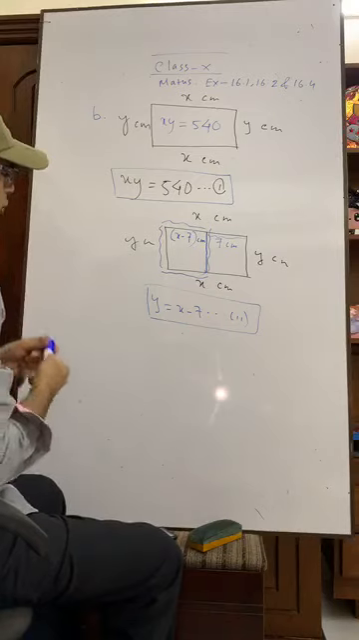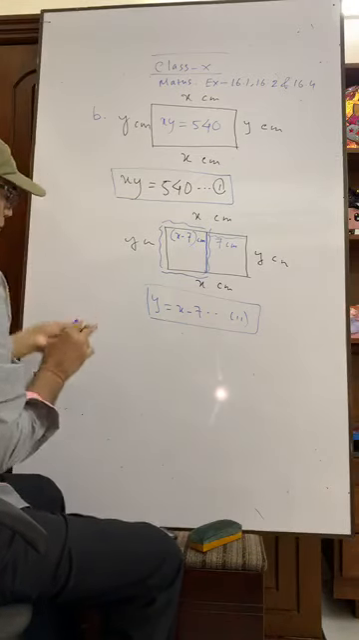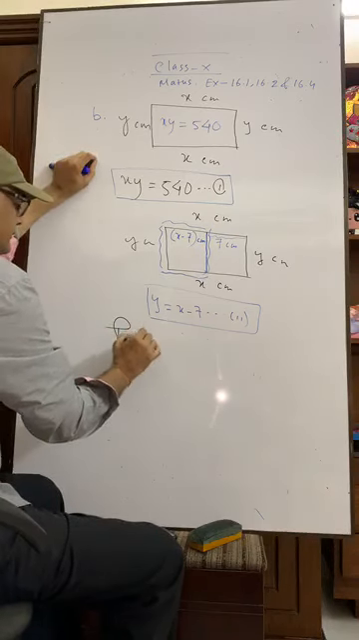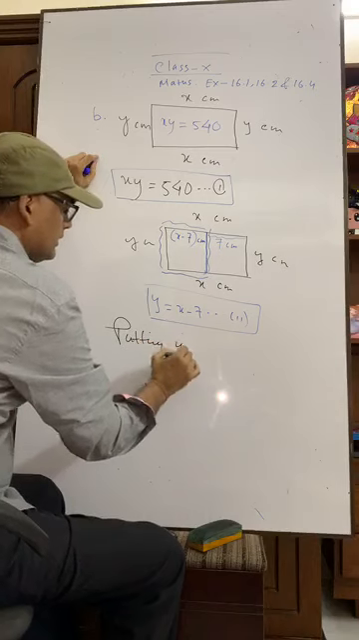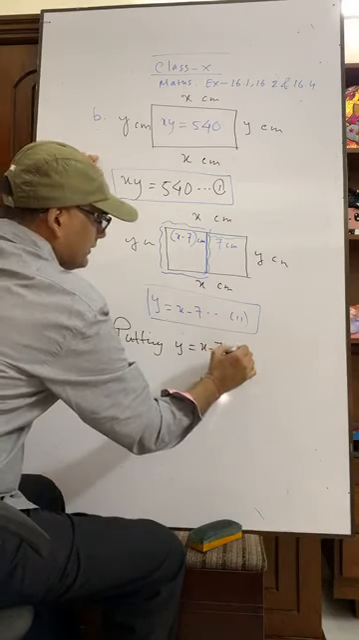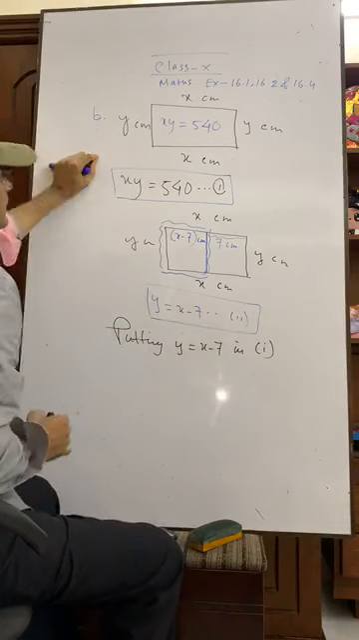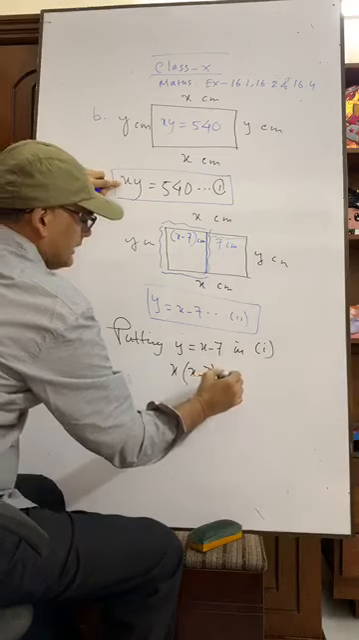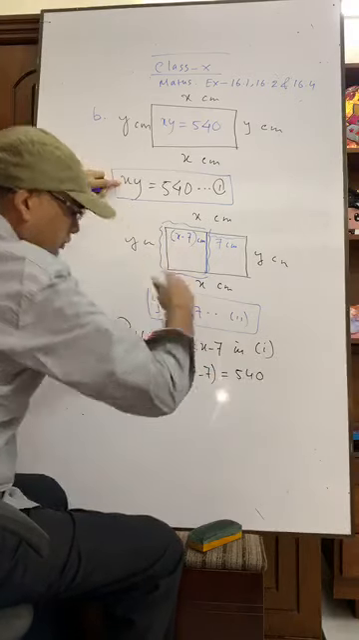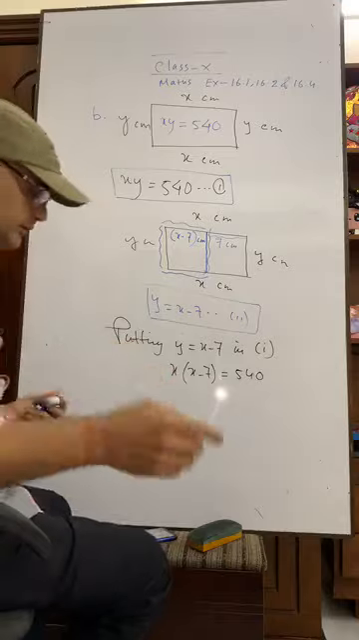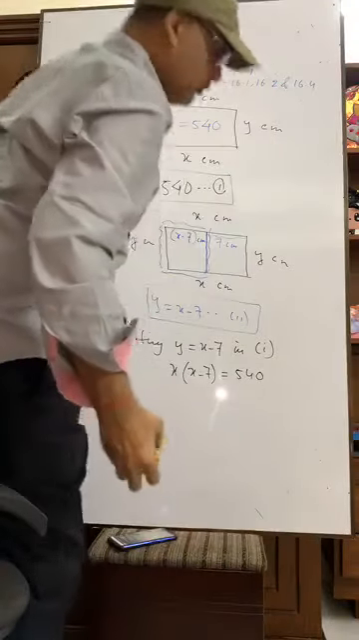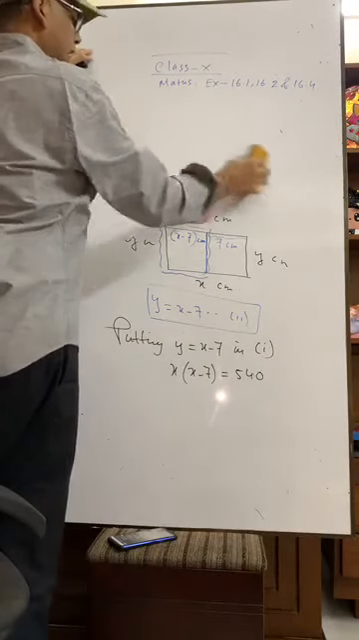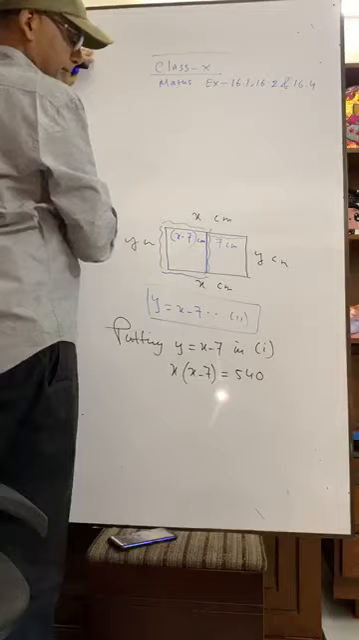Now you substitute this in equation 1. Write down, putting y equals x minus 7 in 1. x times y, y equals x minus 7, is equal to 540. Please calculate now and get the result. I want to see who becomes the first one to get the answer. Okay, do it. Solve it by yourself.